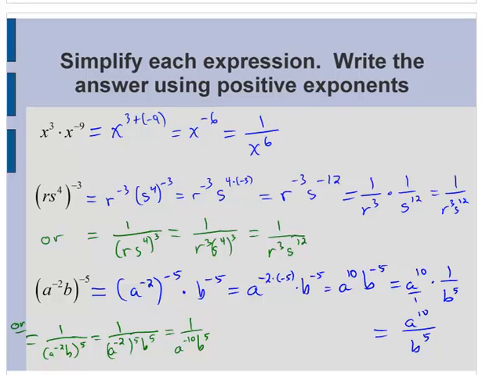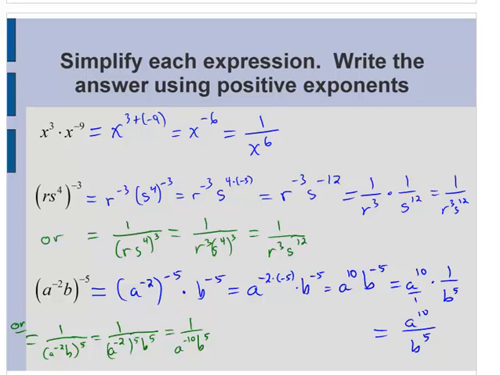Now, here's where it gets a little bit tricky. But what you notice is, we went through it the first time in blue, and we had the a to the 10th in the numerator. And notice that we have this a to the negative 10th in the denominator. So basically, if you have a factor with a negative exponent, you can put it in the other part of the fraction with a positive exponent.